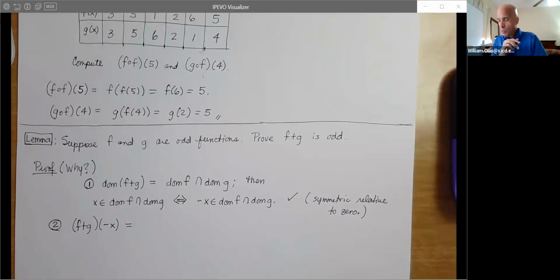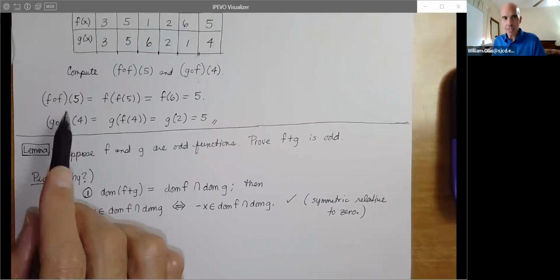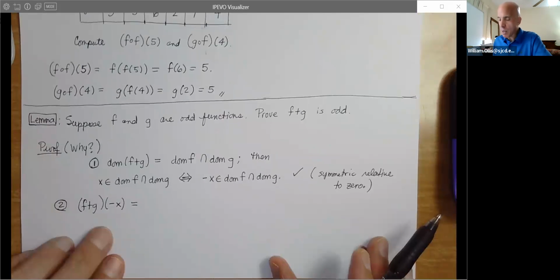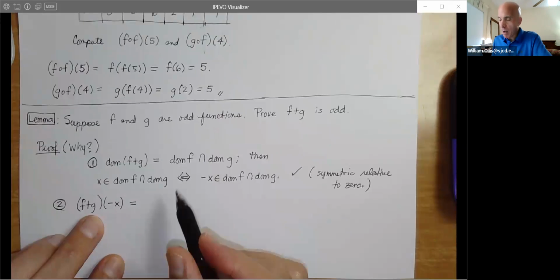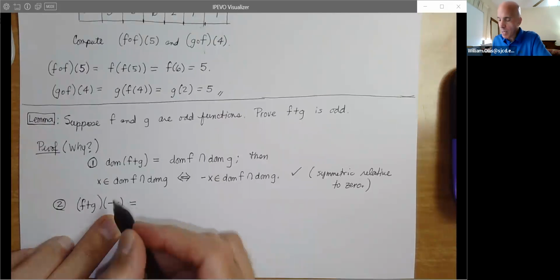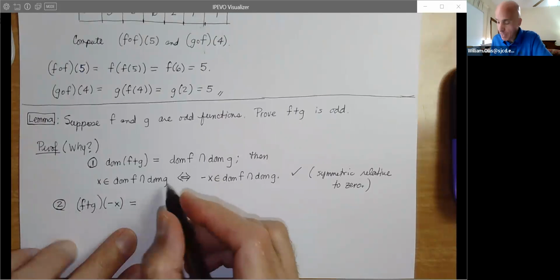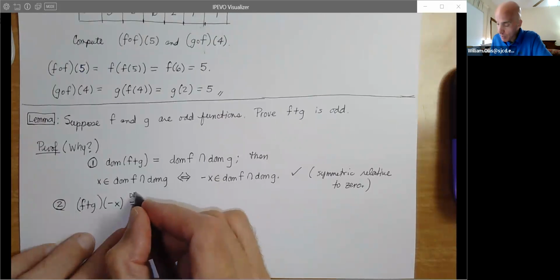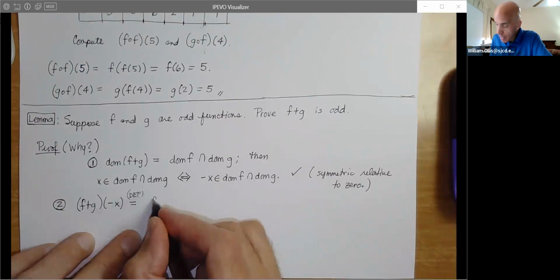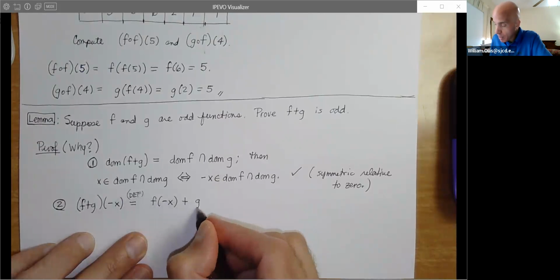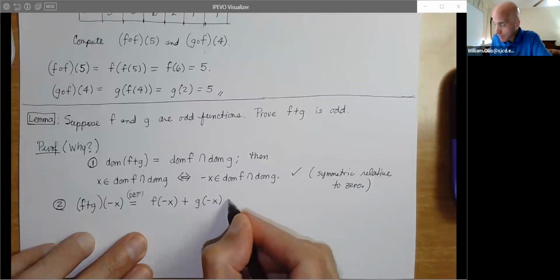So now we're thinking, okay, what does this mean? Well, we go back to the definition, like we did with the definition of composition. We say, what does it mean to take the sum of negative x? Well, we apply f to negative x and we apply g to negative x by definition. So by definition, this is f of the additive inverse of x plus g of the additive inverse of x.